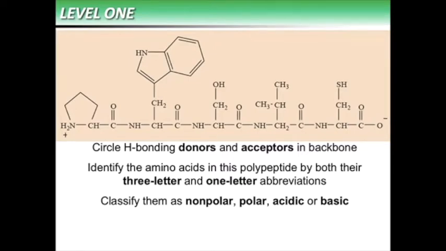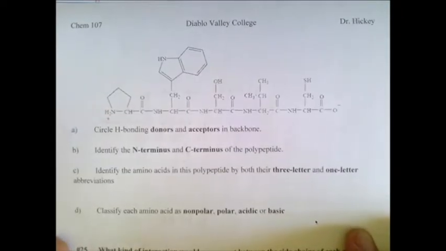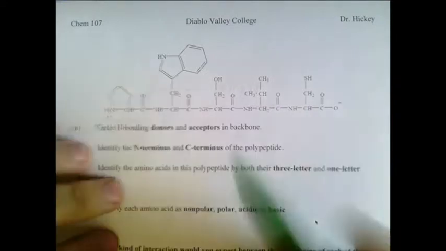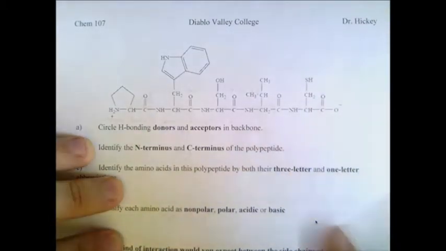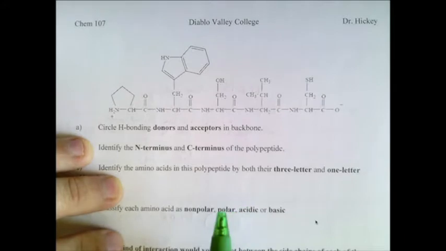Okay, coming on back to our worksheet here, because that's where I can actually do this stuff. Here is that polypeptide. And what we're going to do, as we said, is circle some hydrogen bonding donors and acceptors in the backbone. So bear in mind, there are a couple of hydrogen bonding donors and acceptors in the side chains. We're going to ignore them for now.